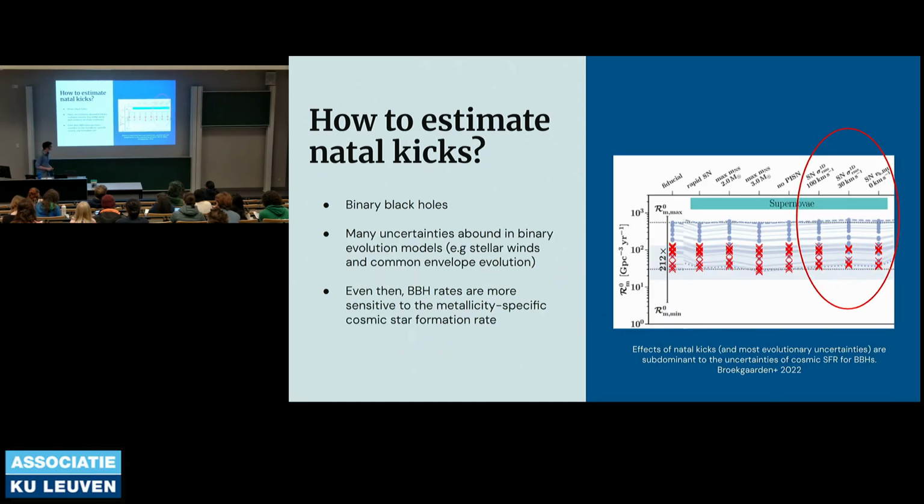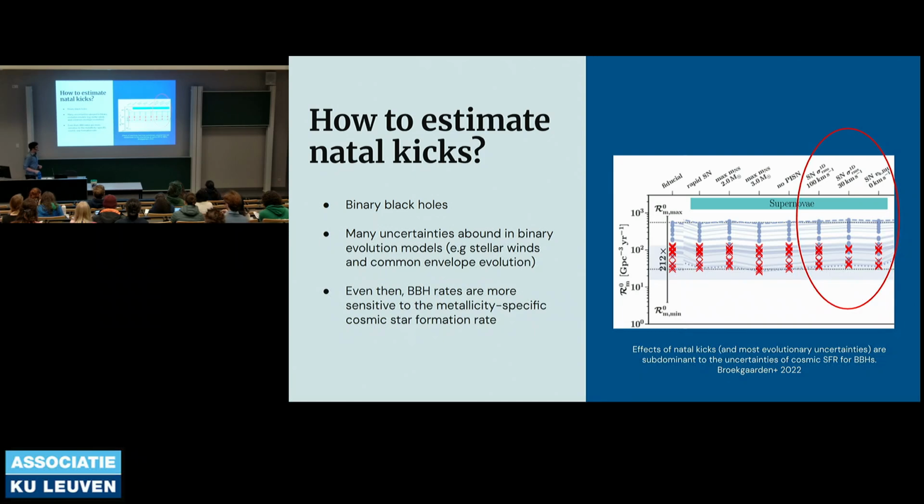We can also turn to binary black holes. We have 100 or so observations of binary black holes now. Can we use these to get constraints on the kicks? Unfortunately, for binary black holes, there are many uncertainties in binary evolution modeling. For binary black holes in particular, we have stellar winds and common envelope evolution that really muddy the effect of the kick specifically. It's hard to disentangle these effects.